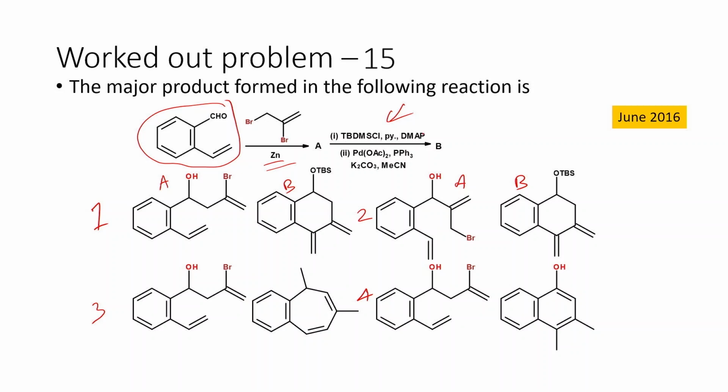TBDMSCl, pyridine and DMAP. So this is mainly used for hydroxy protection. So that means we get a hydroxyl in the first intermediate. That hydroxyl group of the intermediate is protected as the TBDMS group, tert-butyldimethylsilyl group. And in the second step, we are actually doing a Heck reaction, or palladium catalyzed reaction. So this is the one thing we have to actually look at. That means some intramolecular reaction is going to take place because we do not have another separate substrate. So there will be one place which is going to undergo intramolecular reaction we have to look for.